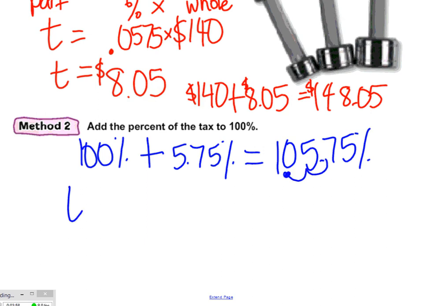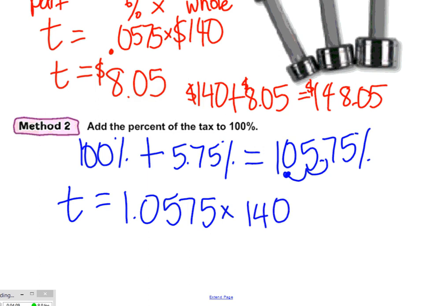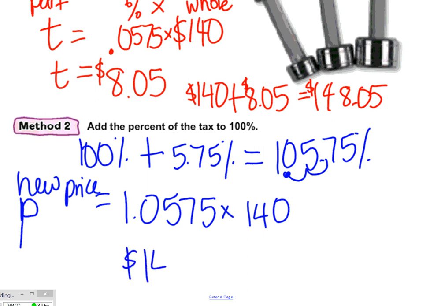So we get the part equals the new percent times the whole amount, which is 140. And this is not only the tax, but this is the new price. So instead of T, let's call it P for the new price. So we have 105.75% times 140. This gives you the total cost, which is $148.05.